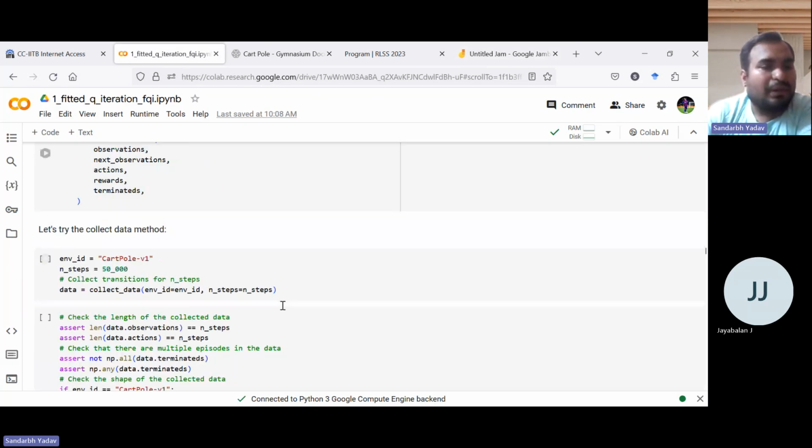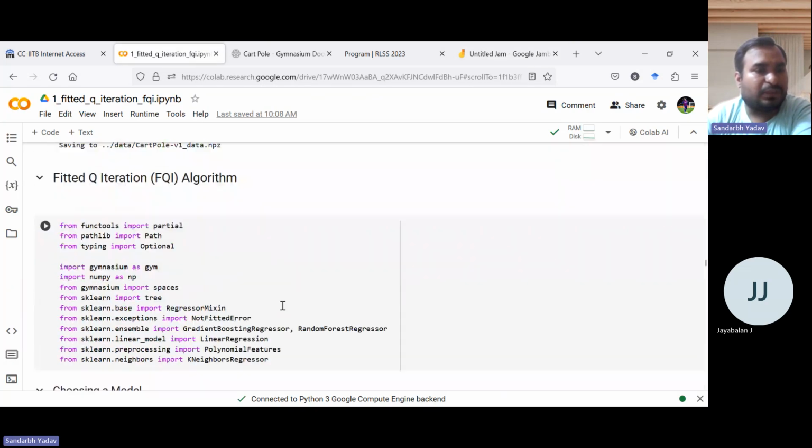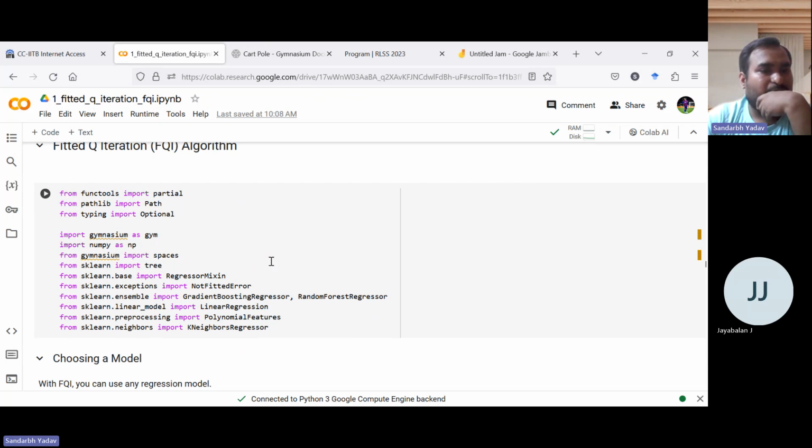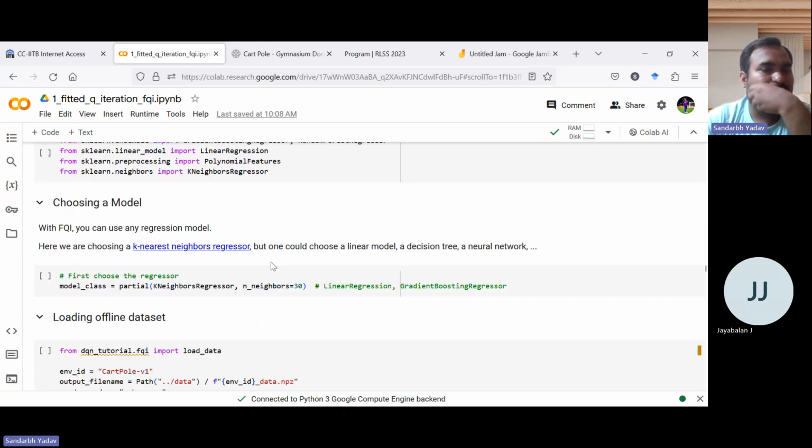So let's go there. These are simple libraries. As I mentioned before also, for traditional machine learning the sklearn library is there, and a lot of people use it. For reinforcement learning, the analogous thing is Stable Baselines. So we use that. Now you have to choose a model.